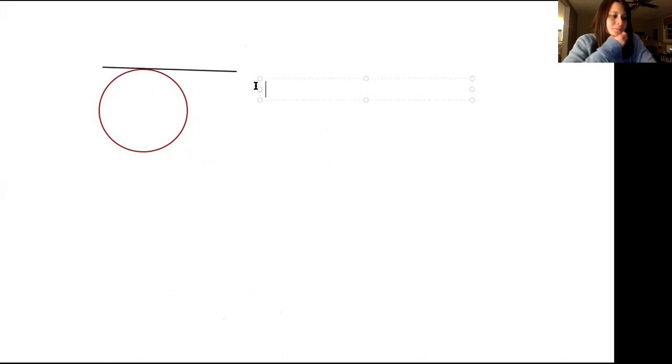And so this tangent that we're describing is not the same as sine, cosine, and tangent. That's not the same thing that we're talking about here. But basically, a tangent is really a segment that intersects a circle at exactly one point, or a line, right?